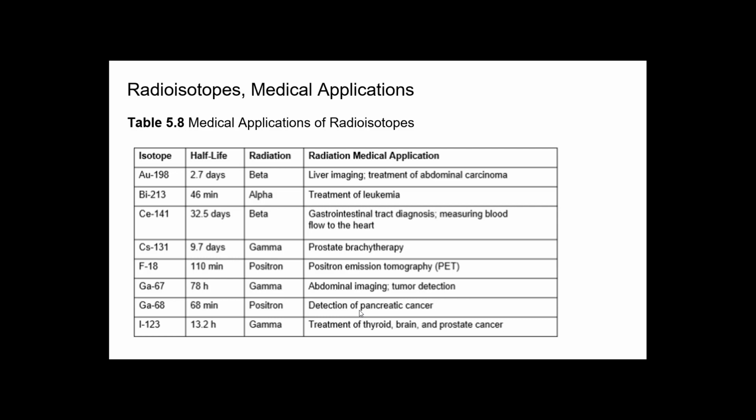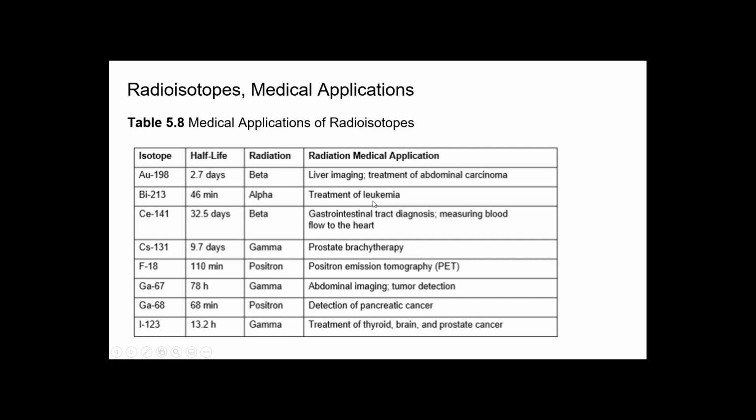So here are some radioisotopes and the half-lives and where they're used in the body. So let's just take a look at a few of them here. We have gold-198. Half-life is 2.7 days. This is beta radiation, and it is for liver imaging and treatment of abdominal carcinoma. And then we have bismuth-213, 46 minutes. That's not even an hour. That's quick. This is alpha radiation, treatment of leukemia.